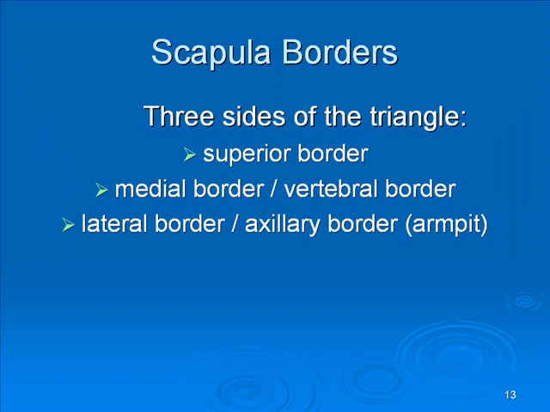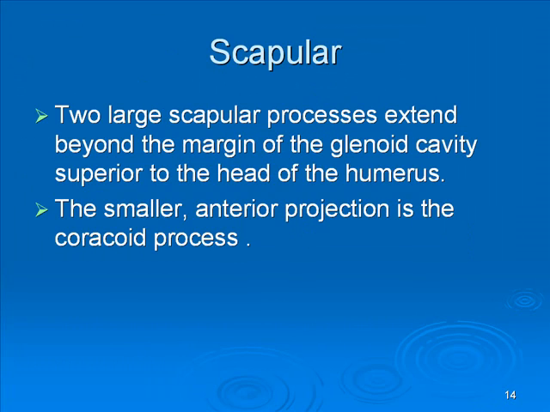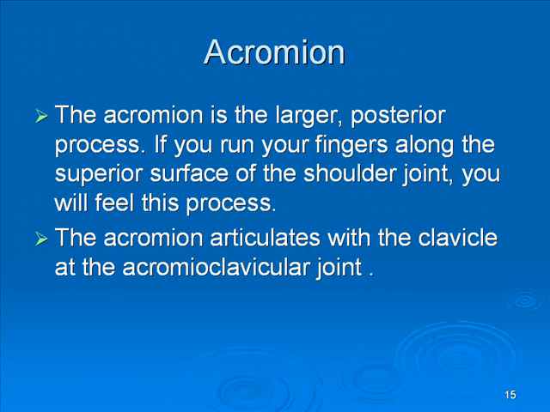Three sides of the angle: superior border, medial border, also known as the vertebral border, and lateral border, or the axillary border, which is typically located at the armpit. The scapula has two large processes that extend beyond the margin of the glenoid cavity, or the glenoid fossa, which is basically the superior end of the head of the humerus. The smaller anterior projection is referred to as the coracoid process. The acromion process is larger, the most posterior process.